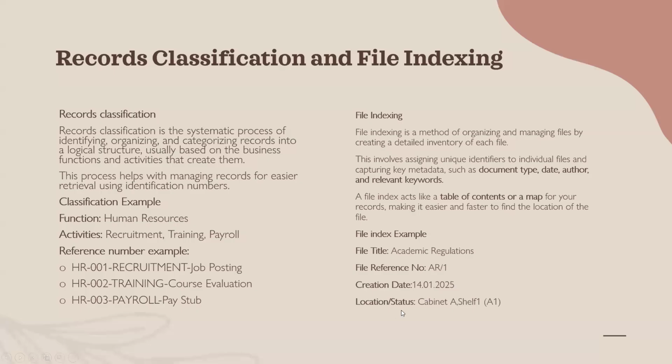Then it also shows location and status. Where is this record stored or kept? Cabinet A, shelf A. So you'll find that this file index has A1. A1 means it's cabinet A and shelf 1. So you go to that cabinet A and look for shelf 1, and you're able to retrieve that information or that record or that document or that file that someone is requesting from you.